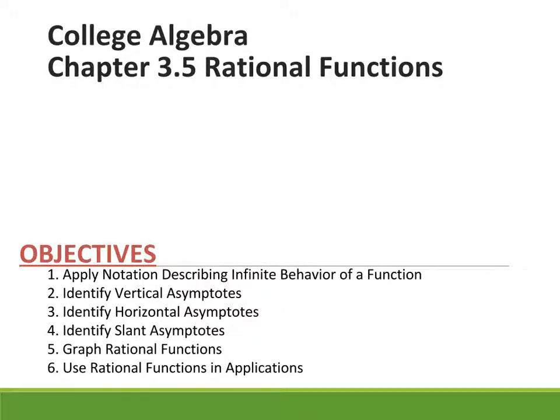In Chapter 3.5, Rational Functions, our objectives are to apply notation describing infinite behavior of a function, identify vertical asymptotes, identify horizontal asymptotes, identify slant asymptotes, and graph rational functions. We're also going to use rational functions in applications.